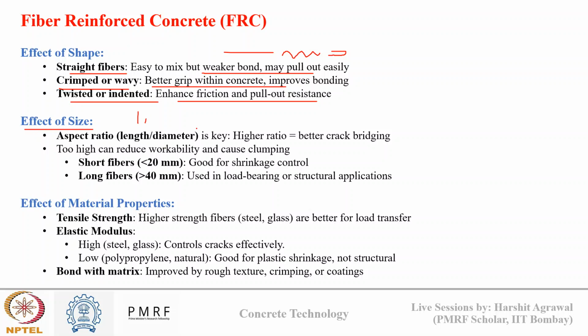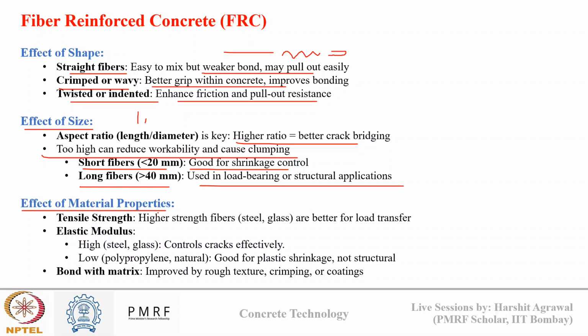Then there is size of fiber. Aspect ratio, the length to diameter ratio, is key when we talk about fibers. If I have a high aspect ratio, they are able to bridge cracks better, but too high can reduce workability also. So we need to maintain that aspect ratio in a certain range. Short fibers are generally good for shrinkage resistance. However, long fibers are good for load bearing and structural application.